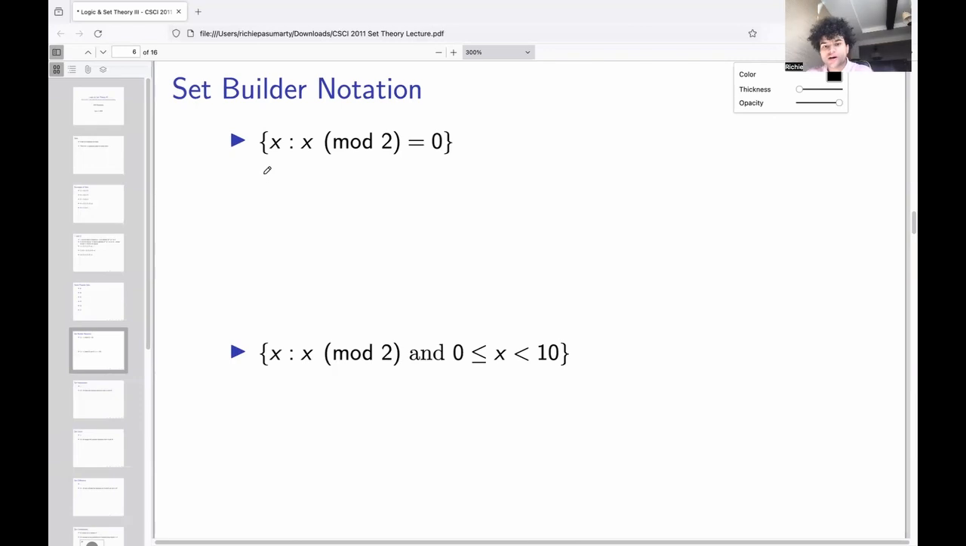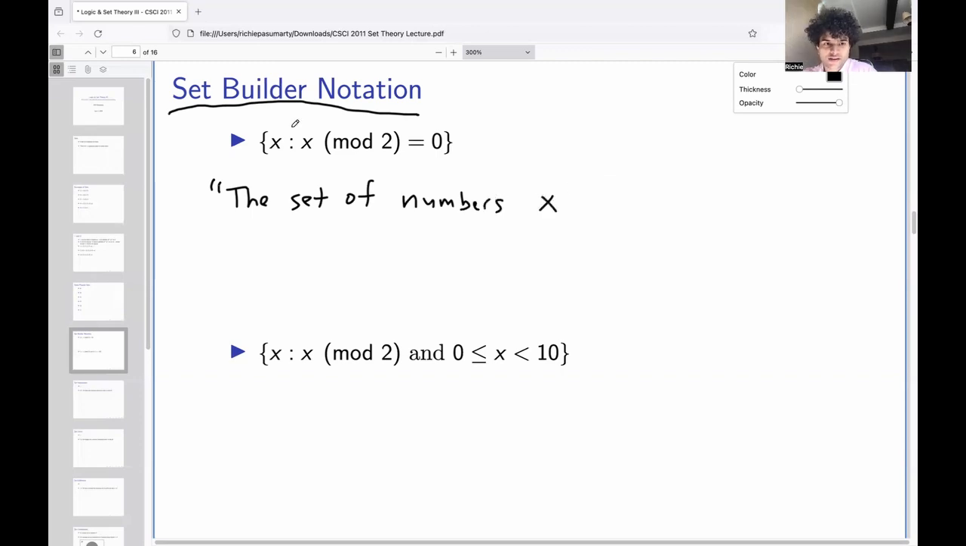Okay, so now when we're talking about sets, oftentimes we use this thing called set builder notation. So let's go ahead and look at this first example. The way this reads in English is like the following. The set of numbers x, this symbol right here means such that, x mod 2 is equal to 0.